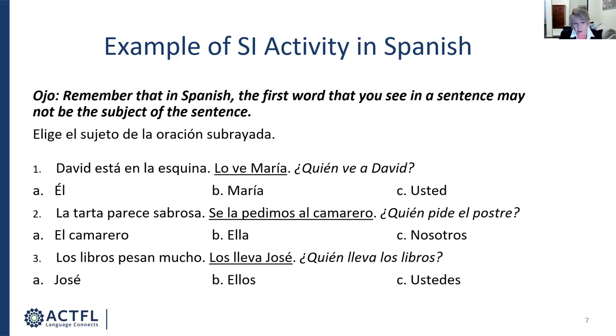Last one, "los libros pesan mucho." The books weigh a lot. "Los lleva José." José carries them. Again, if you read the sentence backwards, "los" is in that sentence initial position, and it is the direct object. José carries them. "¿Quién lleva los libros?" José. So that's an example of processing instruction, which is great to teach grammar whenever you are teaching grammar, because it's not only a research-based approach, but the focus is on meaning and form simultaneously. Let's take a look at the next slide.